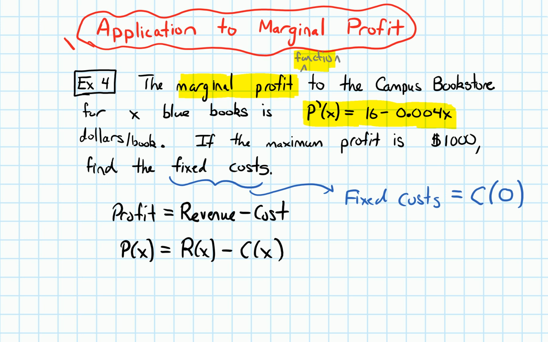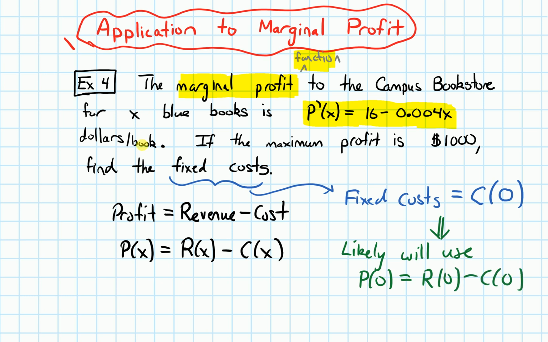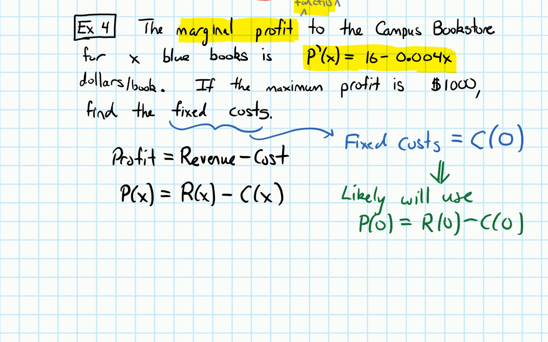Okay, so because I'm going to need to figure out what C of 0 is, it means in this equation, P of X equals R of X minus C of X, I'm probably going to have to plug in 0 into that at some point. So we will likely use the fact that if I plug in 0, we get P of 0 equals R of 0 minus C of 0. And one of the nice things about this equation is we know what R of 0 is.